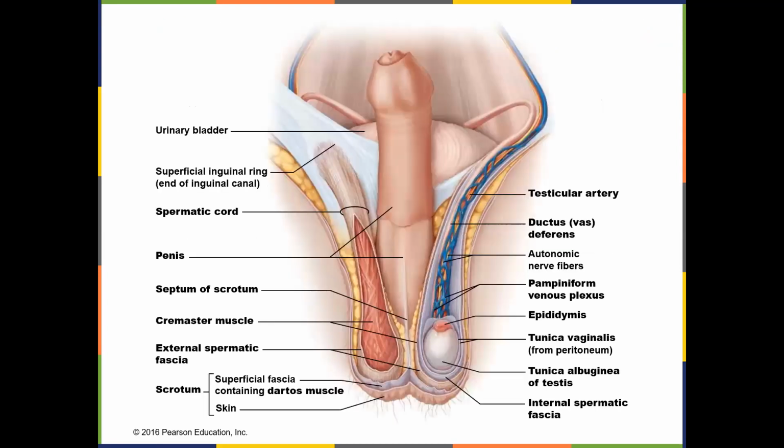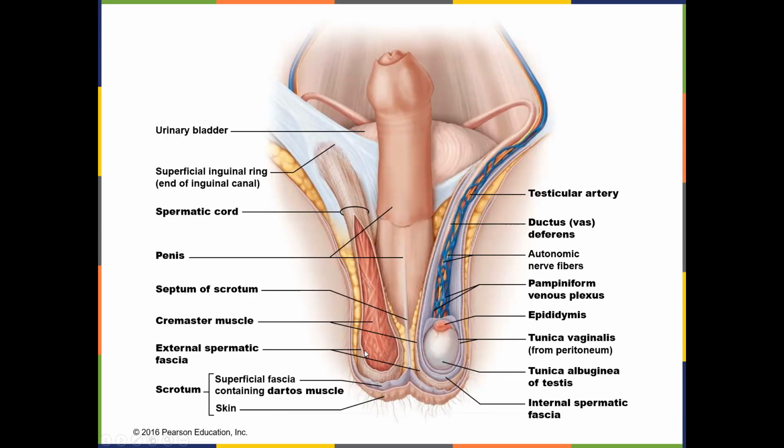Now, here we see the penis in the middle of the 2 testes. Again, we see the spermatic cord. We can see the arteries and veins tucked inside here. We see the cremaster muscle, and we see the dartos there. The dartos is in this layer here.